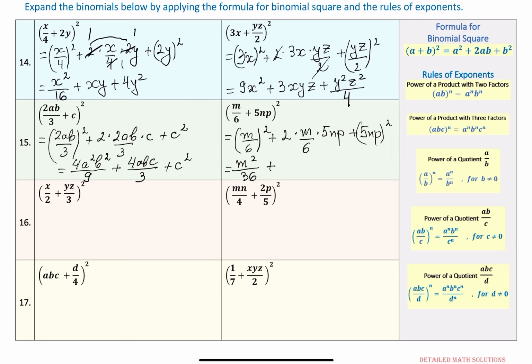In the second term, 2 is in the numerator of the fraction, and 6 is in the denominator, and 2 is a factor of 6, therefore we can reduce this fraction, and we get 5mnp over 3 as a middle term, plus (5np) squared. We distribute the square to each factor, and we get 5 squared, which is 25, multiplied by n squared p squared.